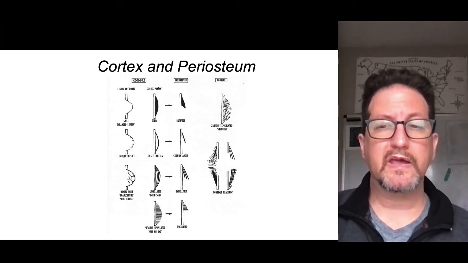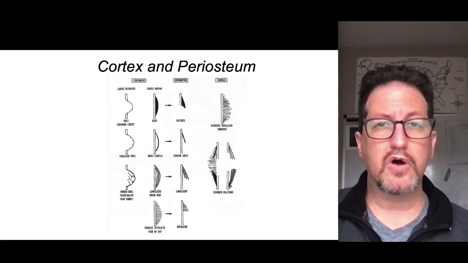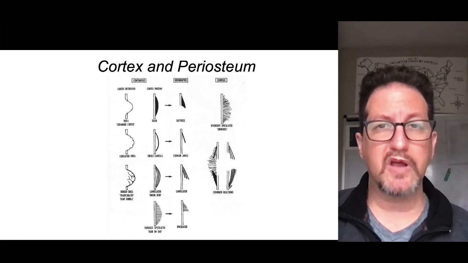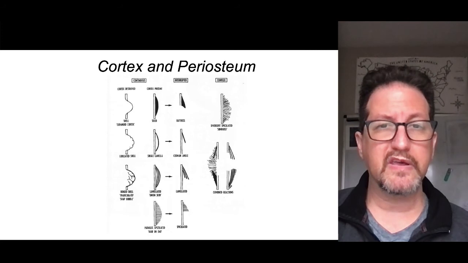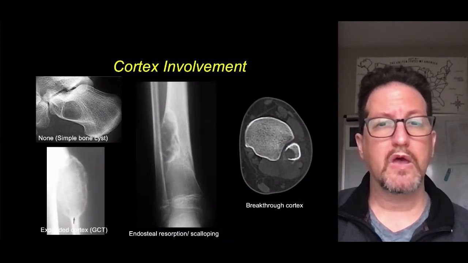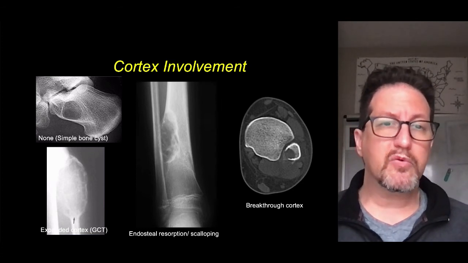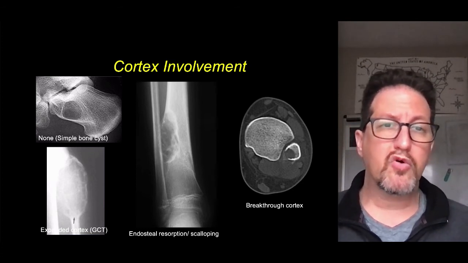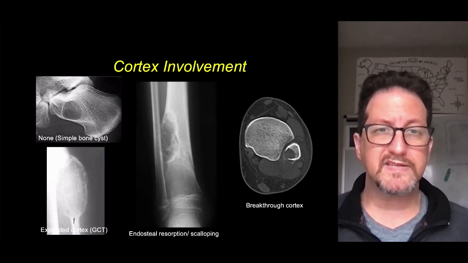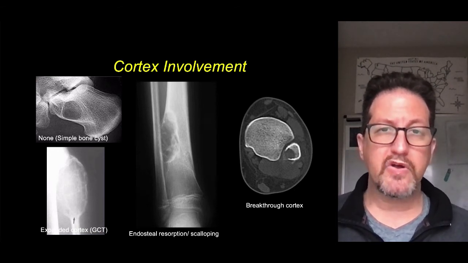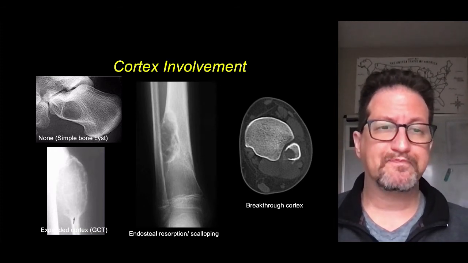But remember, benign doesn't necessarily mean not aggressive. So you can have a benign or non-cancerous lesion that is locally aggressive, and we're going to see examples of that as we go. So here are some examples of these cortical involvements. So the first one would be, of course, none. There is no cortical involvement. That was the same image I showed you before, and that's a simple bone cyst, a very common lesion in the calcaneus.